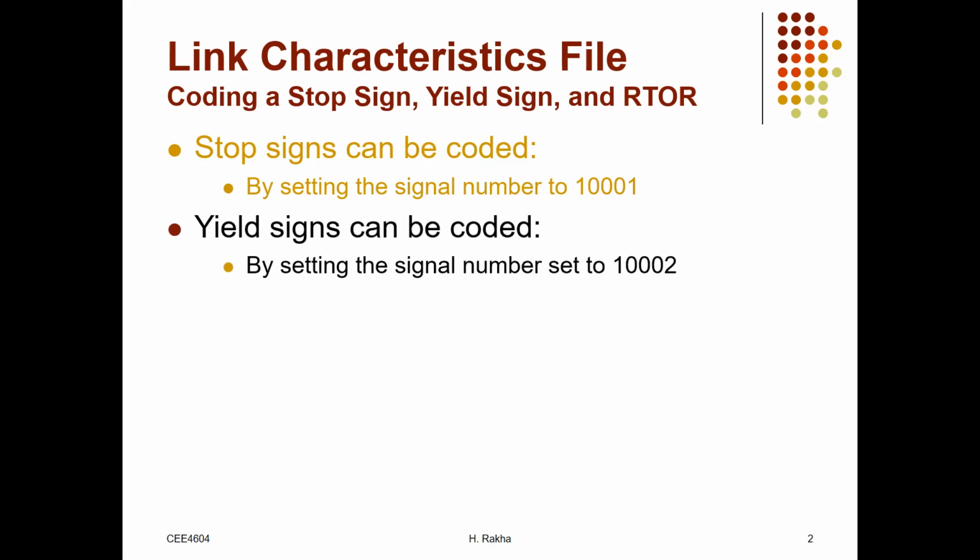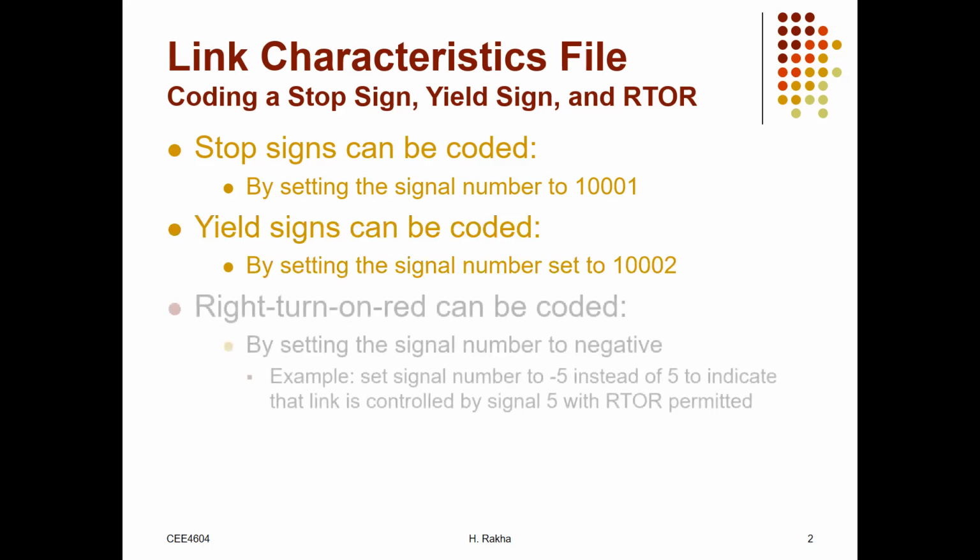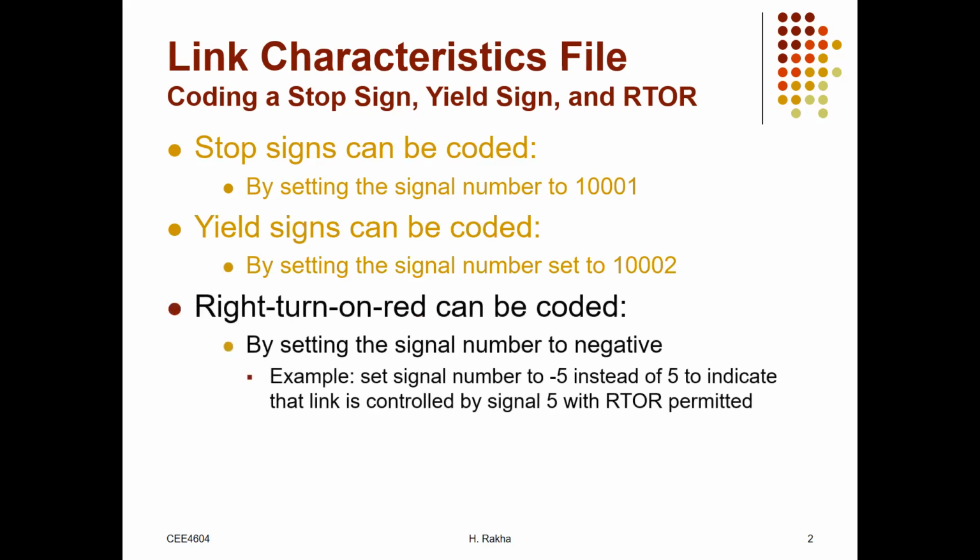Basically, we mentioned this, that if you want to model a stop sign, you give it the signal number as being 10,001. If you wanted to model a yield sign, you made it 10,002. If you wanted to allow right turn on red, you would make the signal number.